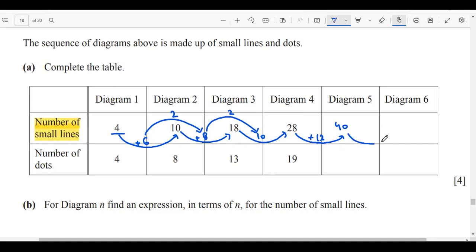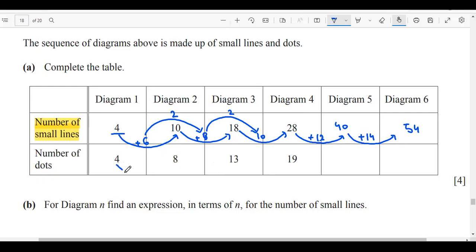And then I'll be adding 14. So that would give me 54. So that is how I am going to find the values. There's no point in counting the lines and doing it. That method would not work for the final diagram. Always try understanding the pattern. Let's look at the next one.